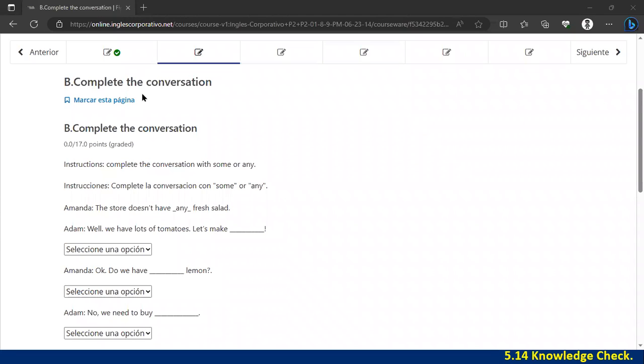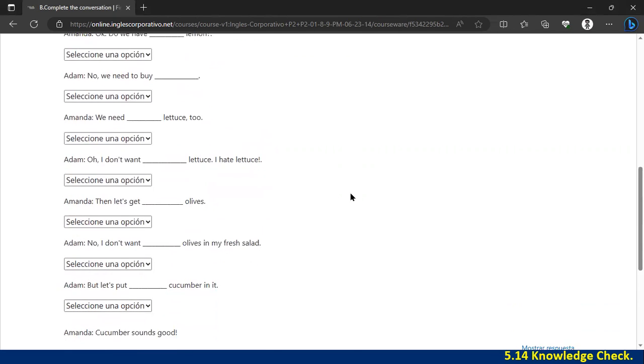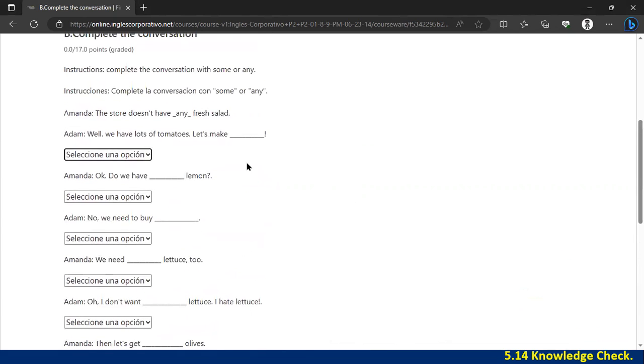Ahí está. Okay, so then, right, the instructions were to complete the conversation with some or any. So you have already practiced a lot with me. You practiced a lot with some and any, ¿verdad? Practicaron mucho, mucho conmigo some and any. And all what you have to do is to read, right, and complete. So let's go ahead and do this one together. It says... Amanda, the store doesn't have any fresh salad, okay? Adam, well, we have lots of tomato. Let's make any or some.